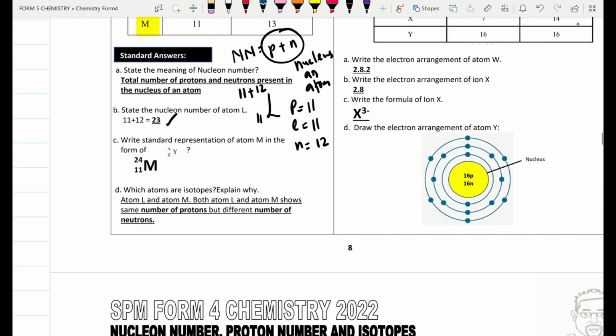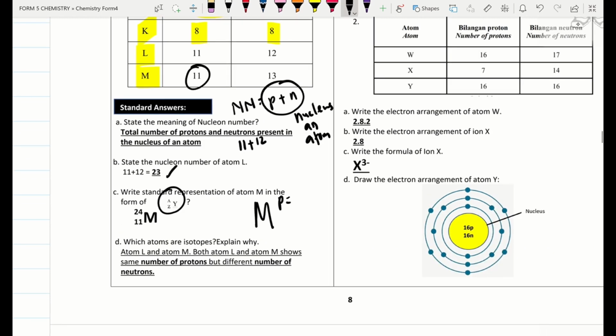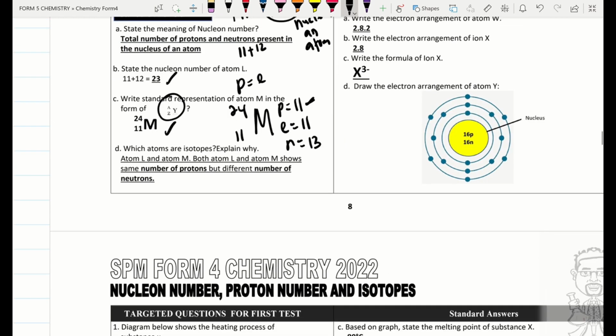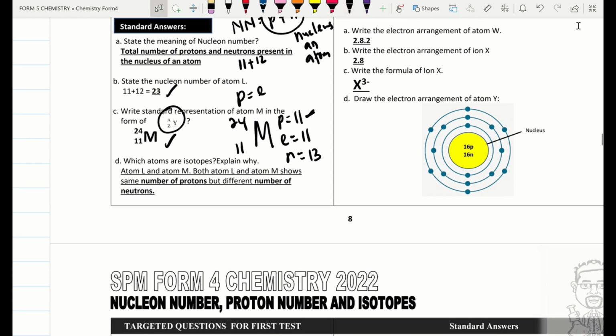And we try to do the standard representation of atom M in this format. So we go for M, so we put the symbol M. M has proton 11, and please remember this is a neutral atom, proton equals electron, so the electron will be 11 and the neutron is 13. So we take the proton number 11, we put here, we add proton 11 plus neutron 13, that will be 24. So this is the symbol given here. Which of the following atoms are isotopes?